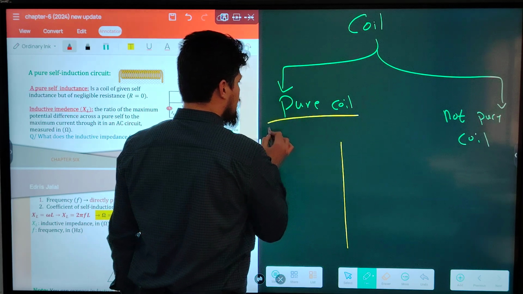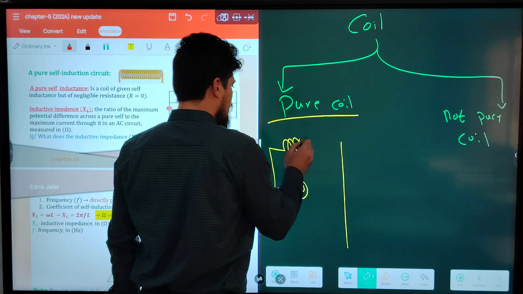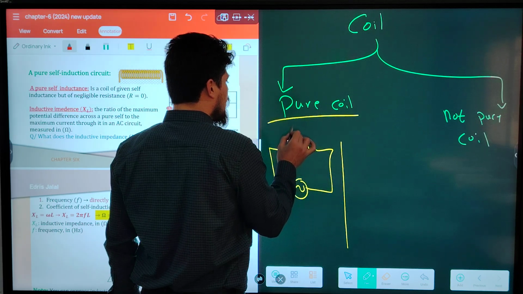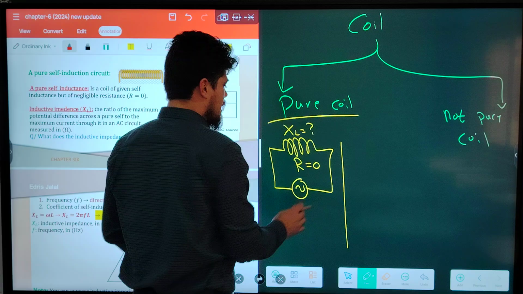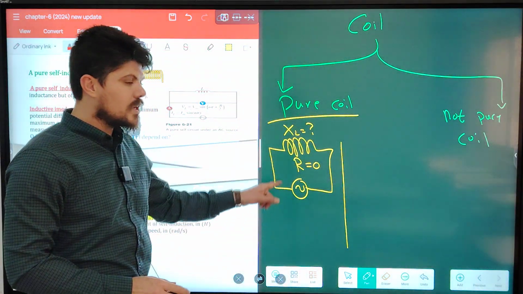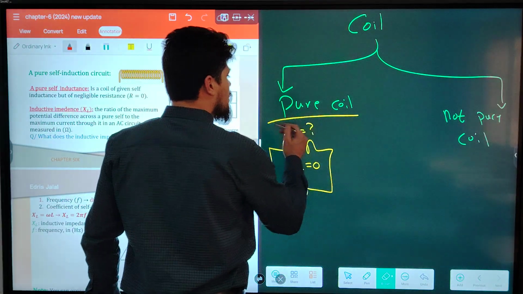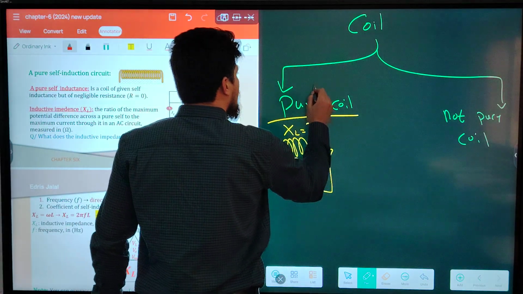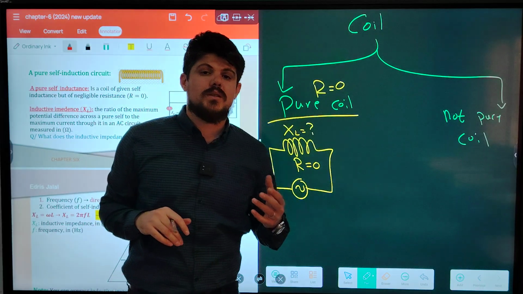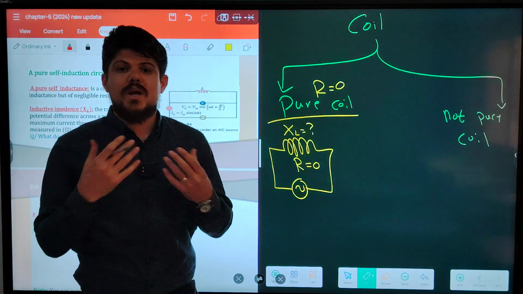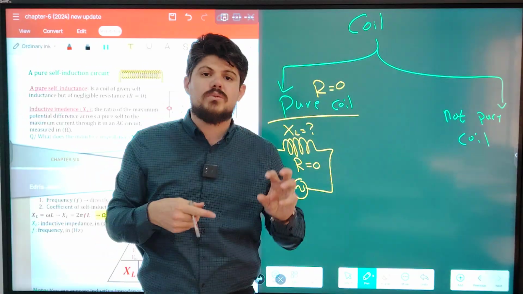Guys, look, pure coil in AC source, we have only XL. We don't have resistance, okay? When we say pure coil, what do we mean by pure coil? The coil has no resistance. Guys, this is imaginary. This is ideal. But in reality, we don't have coil without resistance. Every coil has its own resistance.